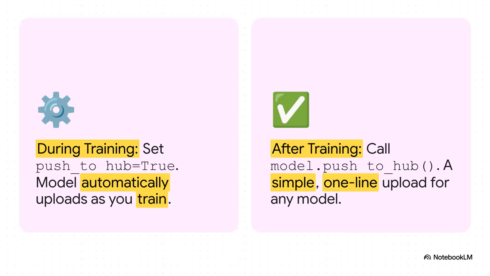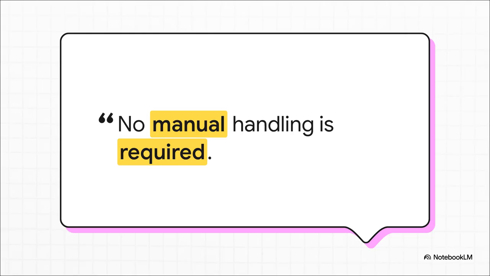And just look at how easy it is. If you're using the Trainer API, you literally just set one little argument to true, and boom, your checkpoints get saved to the hub while you train. Or if you've already got a trained model sitting there, it's just one line of code, model.push_to_hub, and you're good to go. And that right there, that's the whole philosophy behind this method. It's all about getting your work out into the world without getting bogged down in the details of Git. It's designed to just work, so you can stay focused on the model itself.